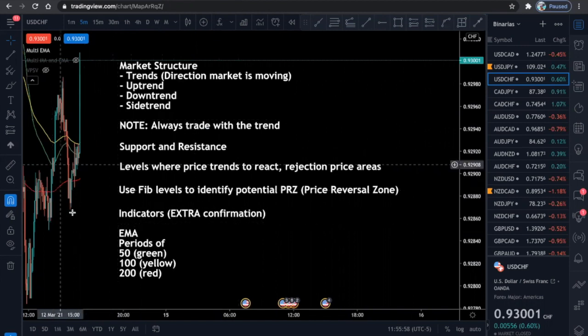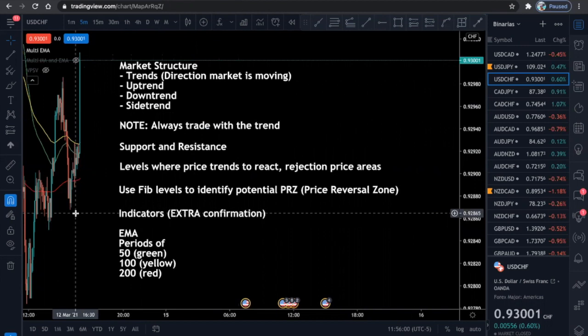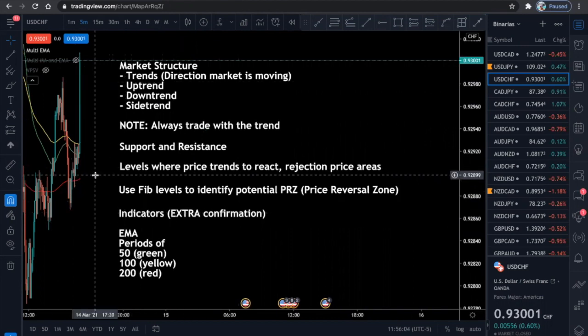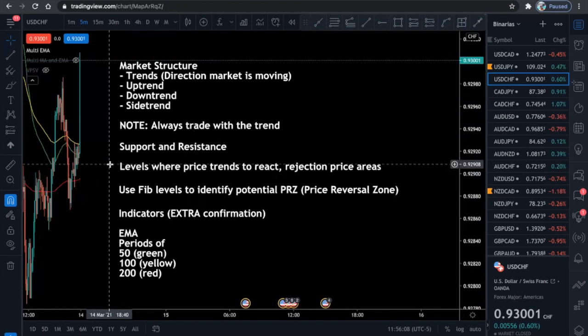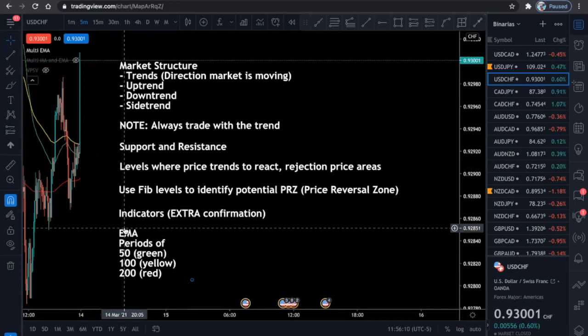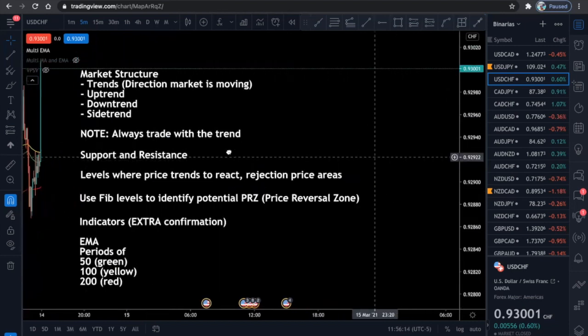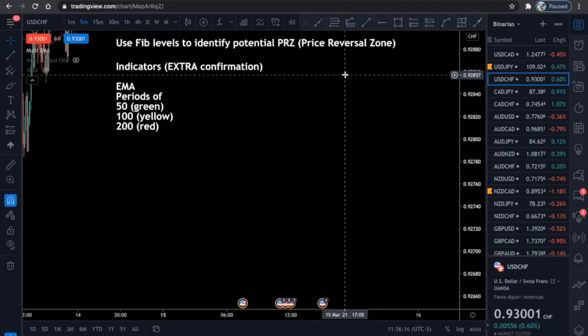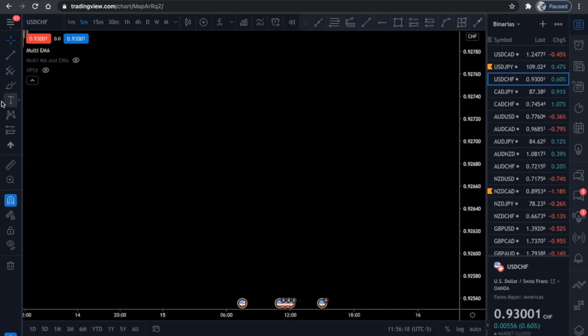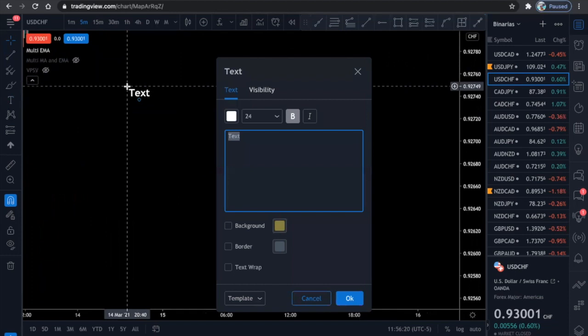Remember, this is also going to be recorded for our channel. So if you're watching the recording, you can just pause the video, write it down so you know this is part of our strategy. Okay? So we're going to start then with the market structure. Just going to put it down here. So, market structure.